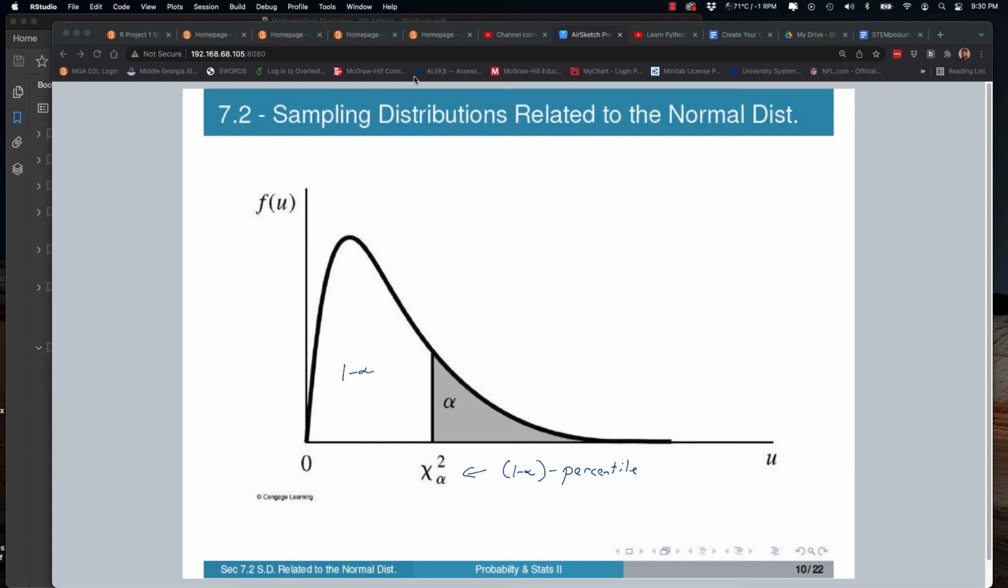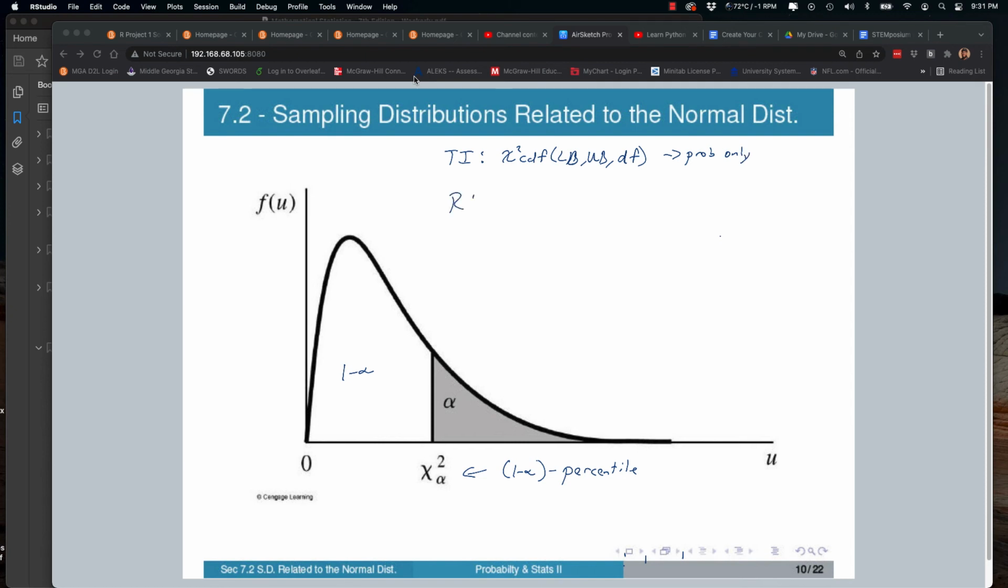Okay. But for the chi-square distribution, no matter which type we're doing, the TI does have a chi-squared CDF function, so it'll find probabilities. And it usually takes a lower bound, an upper bound, and then it asks for the degrees of freedom. But that's all it will do. All right, so this will find probabilities.